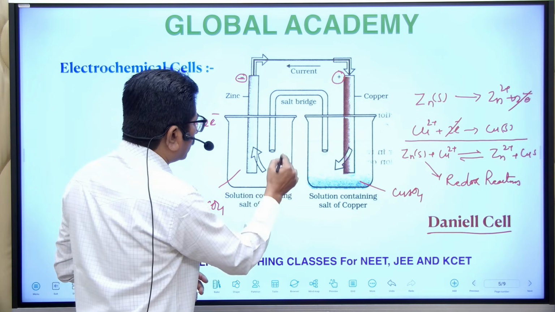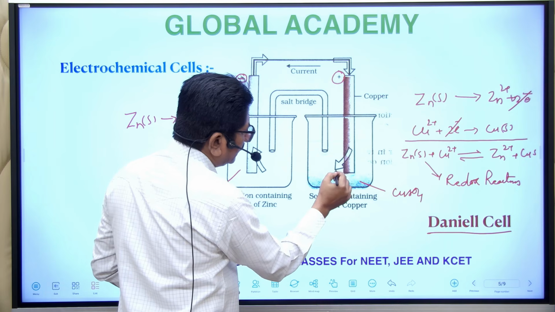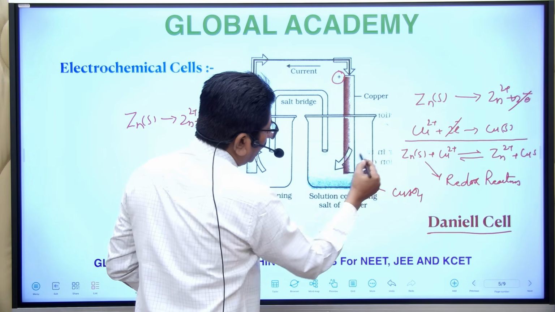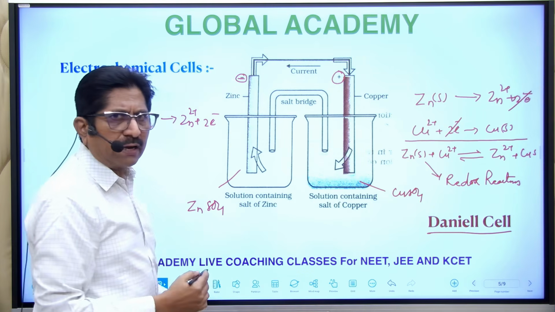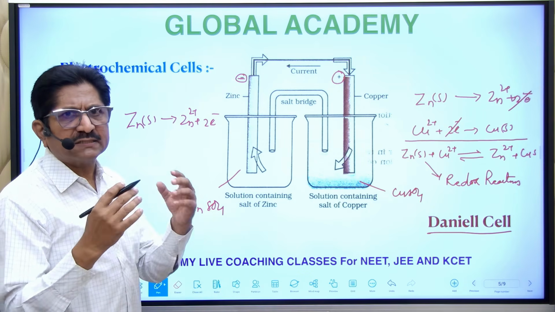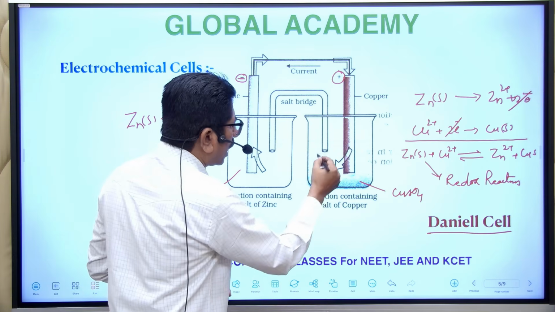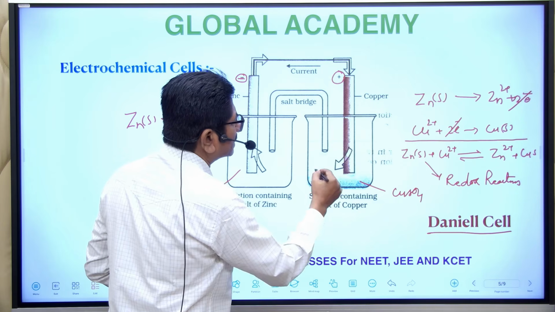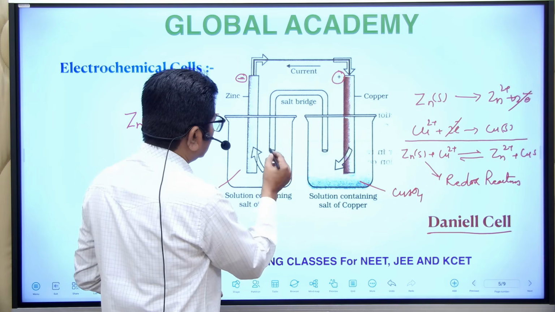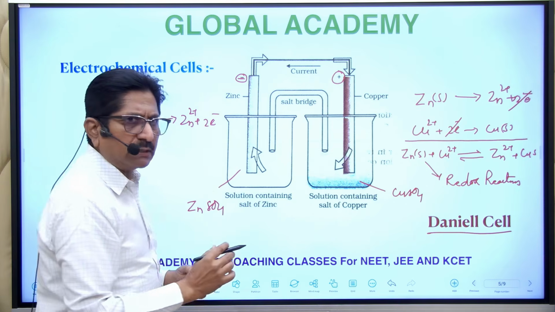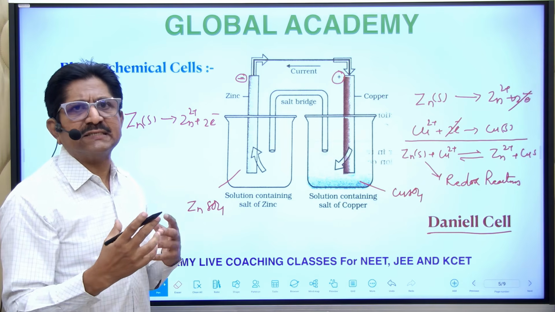So here a positive charge develops, and on the other hand, the copper ions start depositing on the copper rod, and because of that the number of sulfate ions increases, and due to that the negative charge is developed in this solution. This solution takes the negative charge and this solution takes the positive charge. Now here the salt bridge plays a very important role to neutralize the charges.